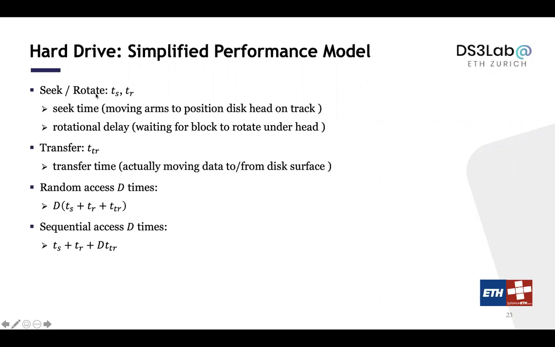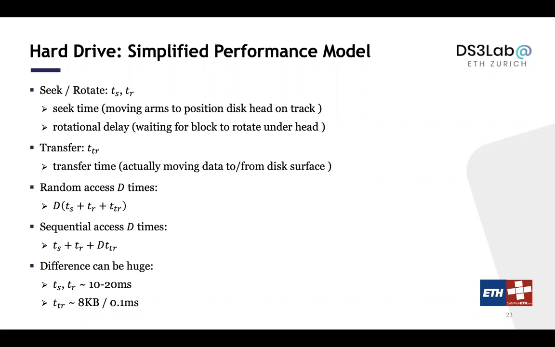Because whenever you seek and rotate, that's a physical process. Usually the seek and rotate time is on the scale of 10 milliseconds, 20 milliseconds, and so on. Your transfer time is often pretty fast. If you want to read an 8 kilobyte block, the transfer time on a very slow disk might only need 0.1 millisecond. So on a hard drive, one property is that you are really dominated by the seek and rotate time.